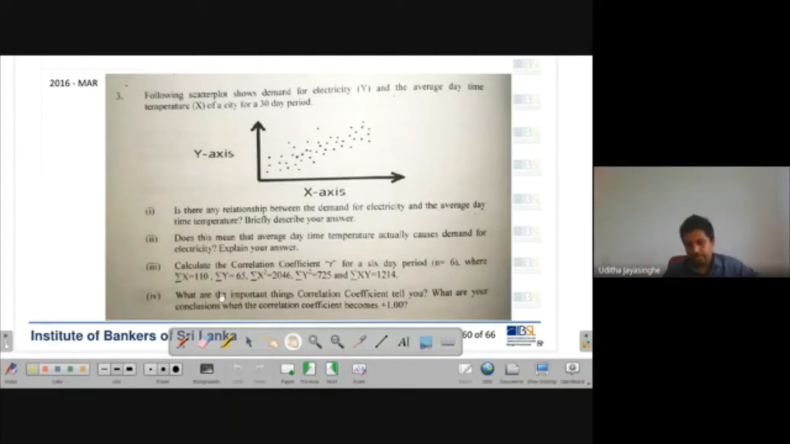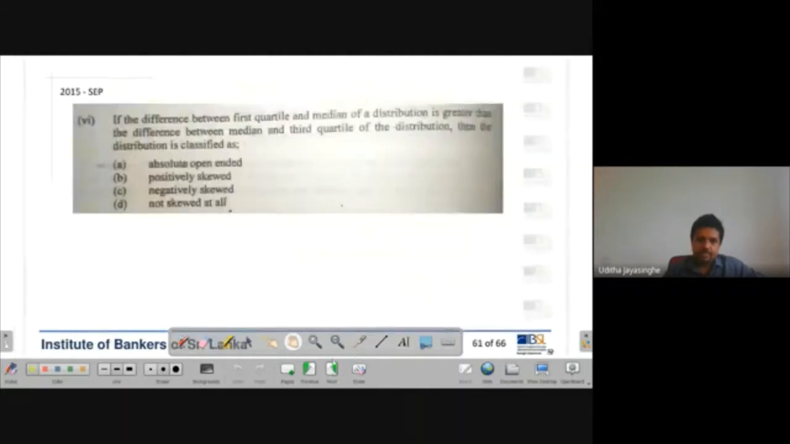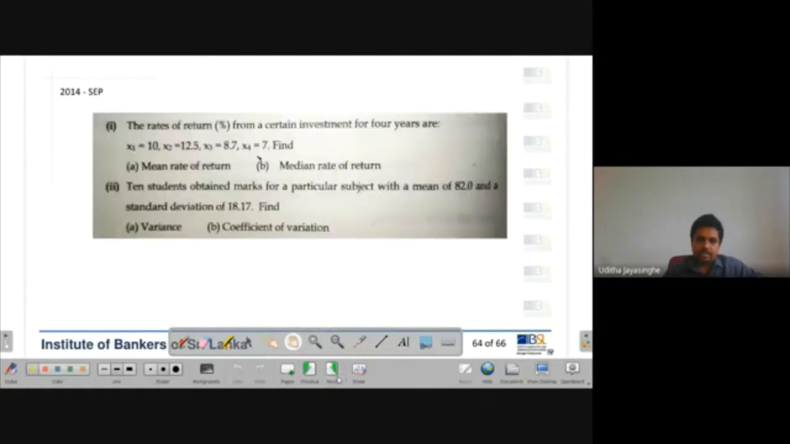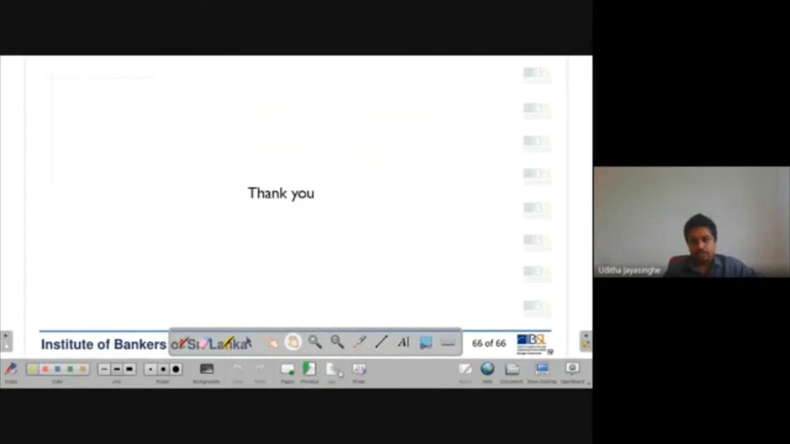Last one, what is your conclusion when the correlation coefficient becomes +1? See, it's a perfect correlation, so this scatter is going to be not a scatter, but a perfectly straight line. Good question. Try to give it a shot. And a few more MCQs and minor questions for you to try at home.